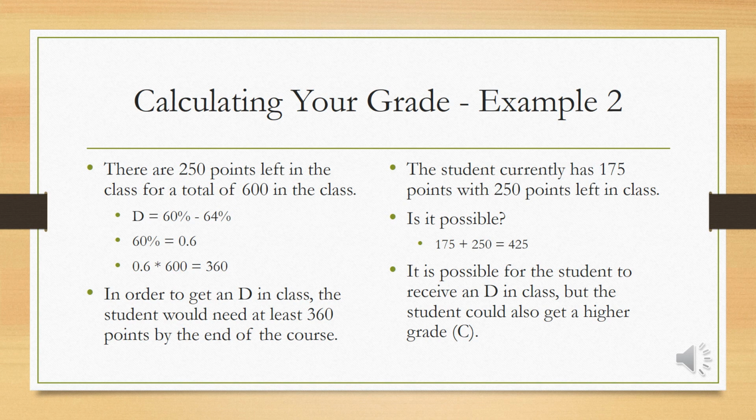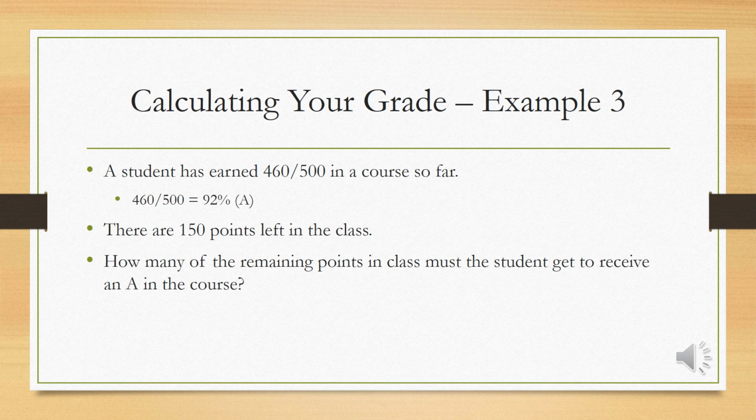A D is between 60% and 64%. So we're going to take the 60% and write it as a decimal, which is 0.6. Then we take 0.6 times 600 to get 360 points. So to get a D in the class, the student will need at least 360 points. The student currently has 175 points and there's 250 points left in the class. So by adding 175 and 250, the total is 425. So it is possible for the student to receive a D in the class, but if they earn all the points that are left in the class, they could get a C.